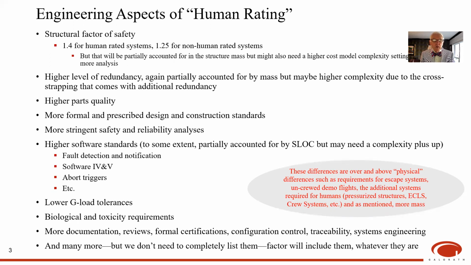Human rated systems have a lower G-load tolerance than non-human rated systems. This is not anything you'll really need to account for in your cost estimate. Presumably the design that you're going to be given will automatically reflect that. Human rated systems have higher biological and toxicity requirements. They have more documentation, more reviews, formal certifications, more configuration control, traceability, and just in general, more systems engineering than non-human rated systems. So you need to make sure you take that into account in your cost estimate.